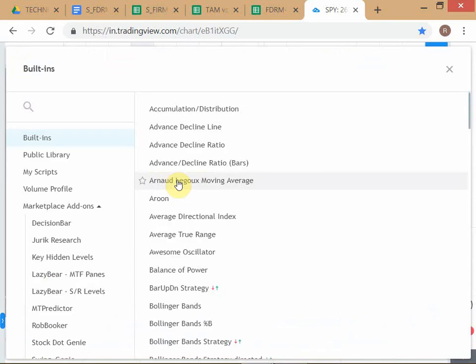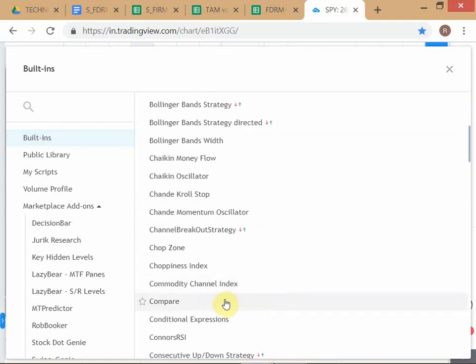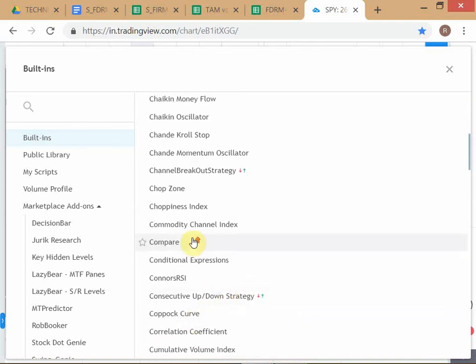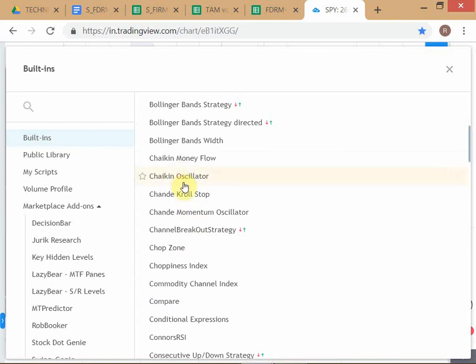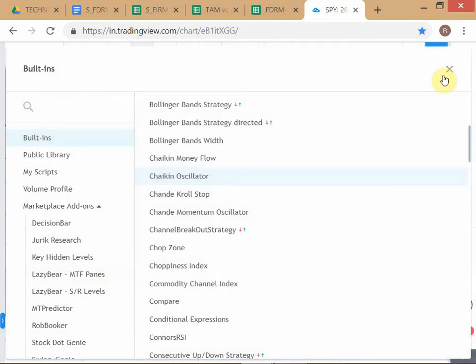So if I look at the S&P plot, I can have all kinds of, let's have a Chaikin oscillator. I don't know why it's not responding. Okay, we are not allowed to use it in the free version.